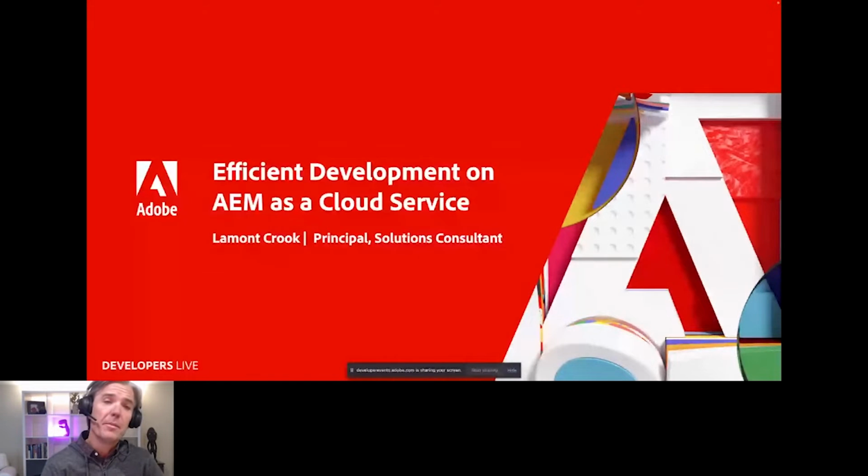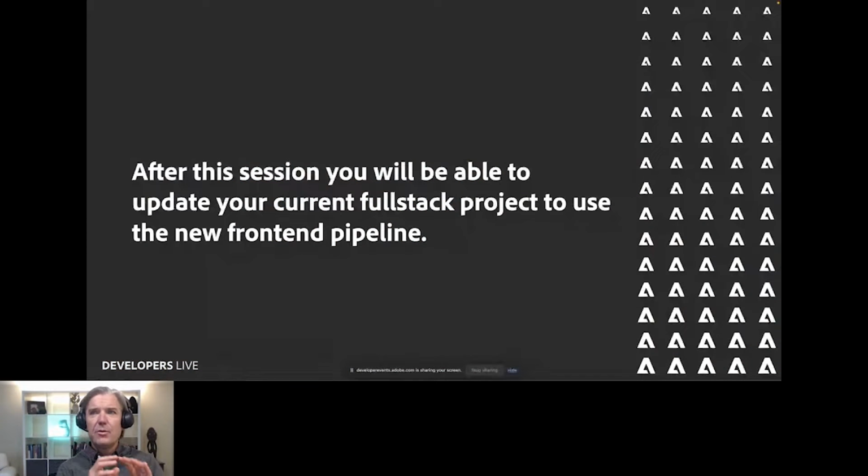What I'm going to be talking about today is a more decoupled, faster way to deploy content, front-end development, CSS, JavaScript to AEM. So the objective of this session will be to understand what the front-end pipeline is, understand how to use it, how to deploy code to it, and then how to adapt your full stack project that you probably have right now such that it uses this new front-end pipeline. Fundamentally, how do you decouple it?